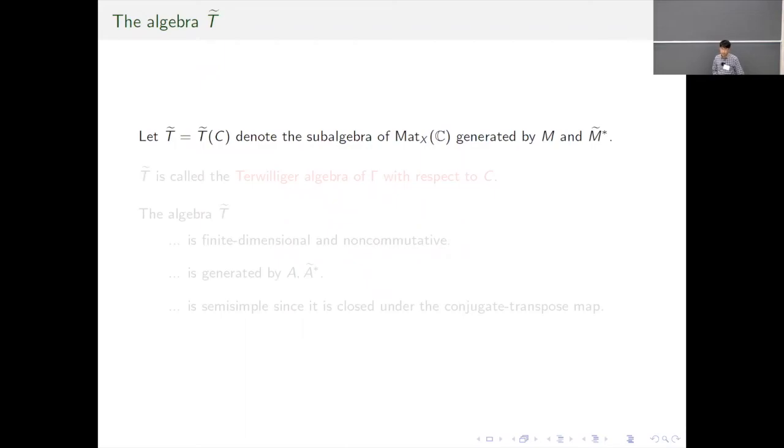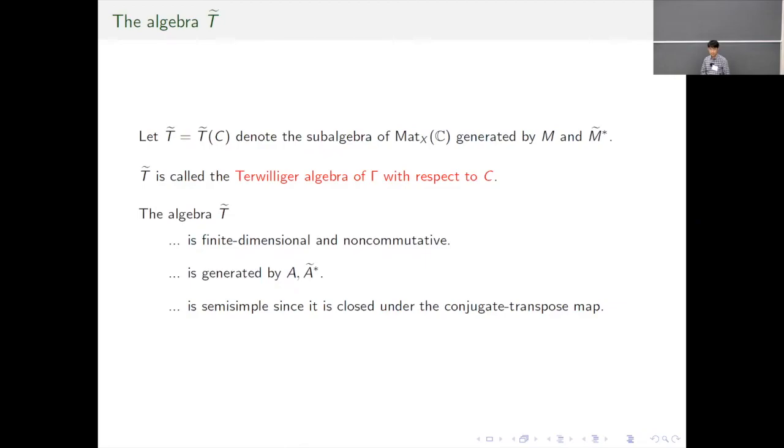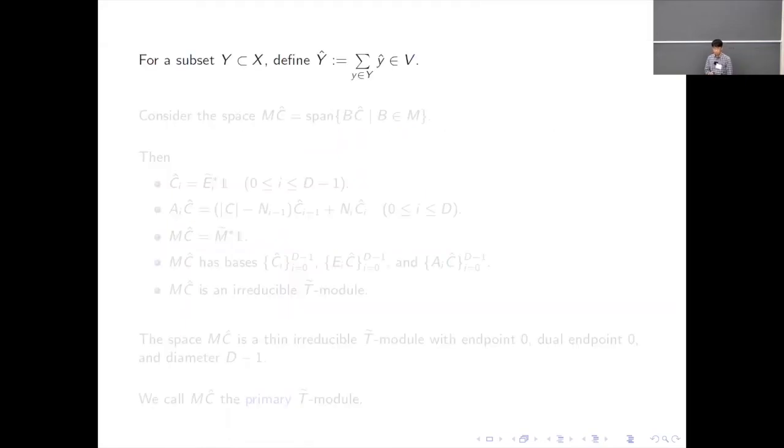Now we define the subalgebra generated by M, the Bose-Mesner algebra, and the dual Bose-Mesner algebra with respect to C. We call this T tilde the Terwilliger algebra of gamma with respect to C. This algebra is finite-dimensional and non-commutative, A star tilde and M generate T tilde, and this algebra is semisimple. And now, for any subset Y of our vertex set X, we define Y hat as the sum of the lowercase y hat. So this is just the characteristic vector of Y.